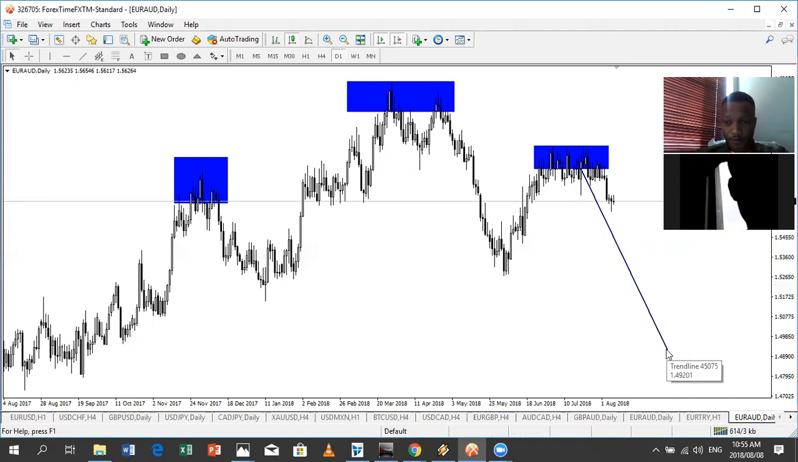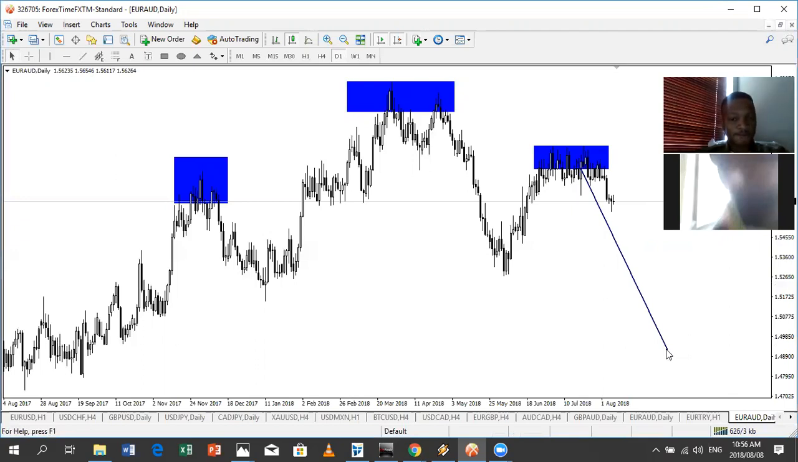Trend line. What else do we see? There is something. There's one last thing you're missing before you can continue. You're missing something. What else do you see? What is this? My trend line, boss.